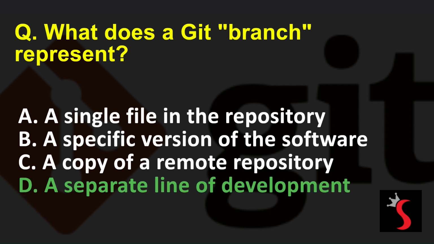And correct answer is option D. A separate line of development. Branches allow you to develop features, fix bugs, or safely experiment with new ideas in a contained area of your repository. You always create a branch from an existing branch. Typically, you might create a new branch from the default branch of your repository.